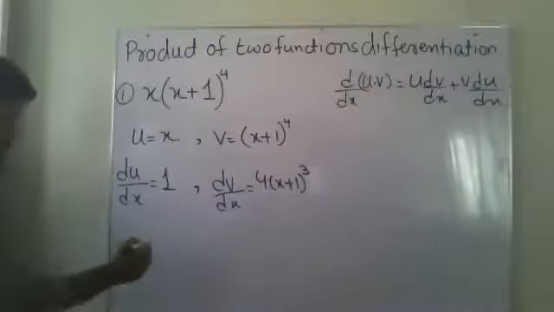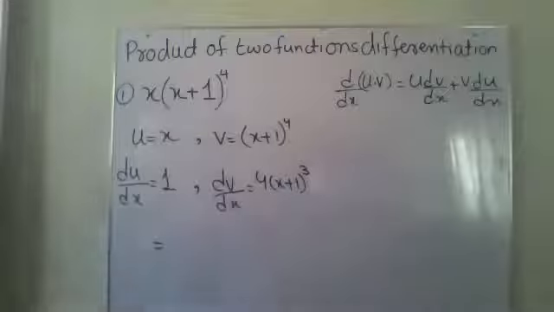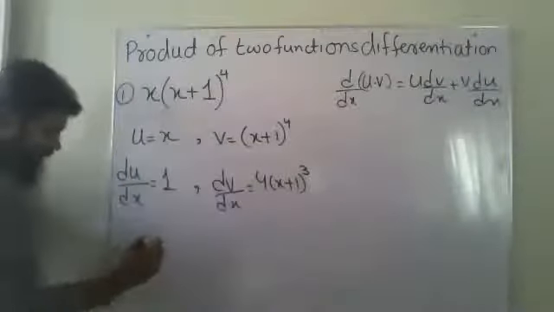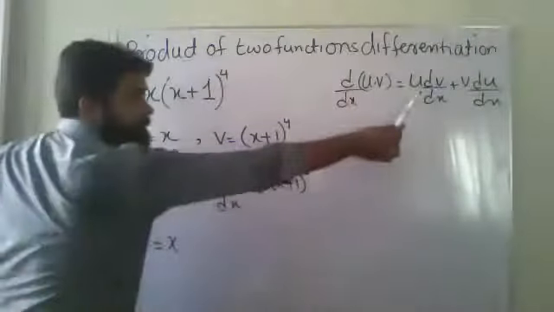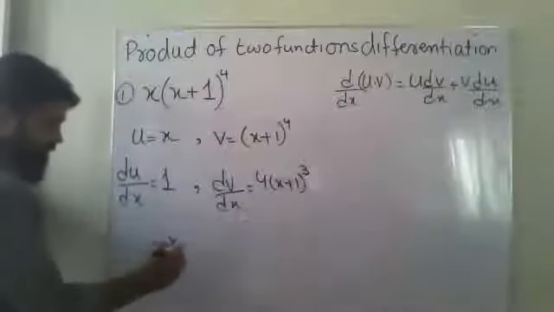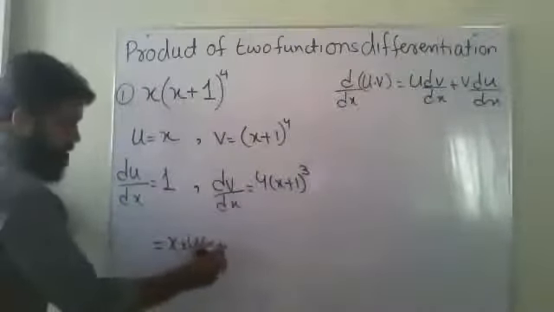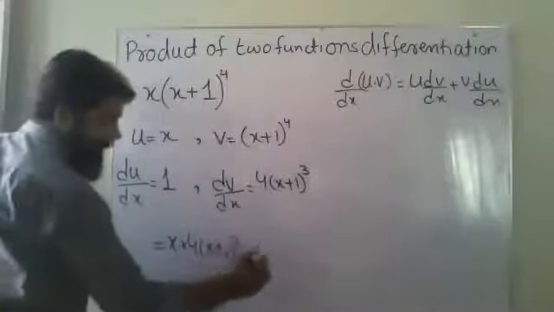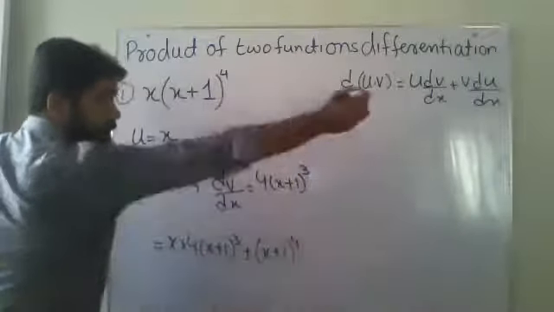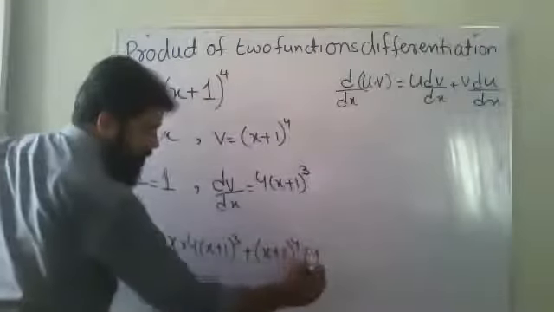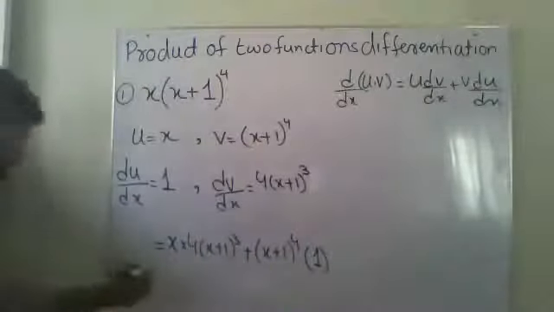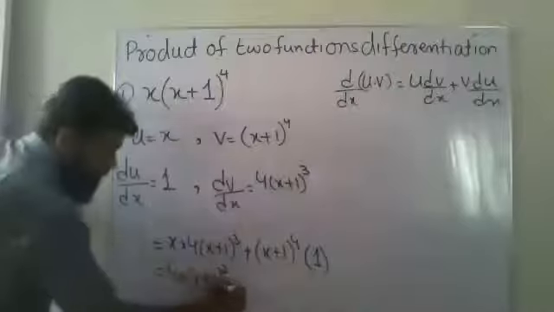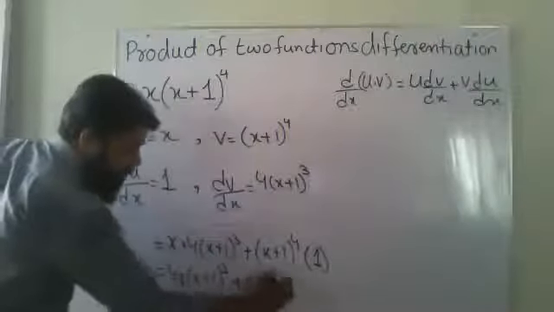Okay, after this, coming to my differentiation, I am differentiating it. So first of all, u, what is your u? x multiplied by v differential. Multiplied by v differential means 4x plus 1 whole cube, then plus sign, v is x plus 1 whole power 4, and u differential is 1. Simplifying it, 4x (x plus 1) whole cube plus (x plus 1) whole power 4.